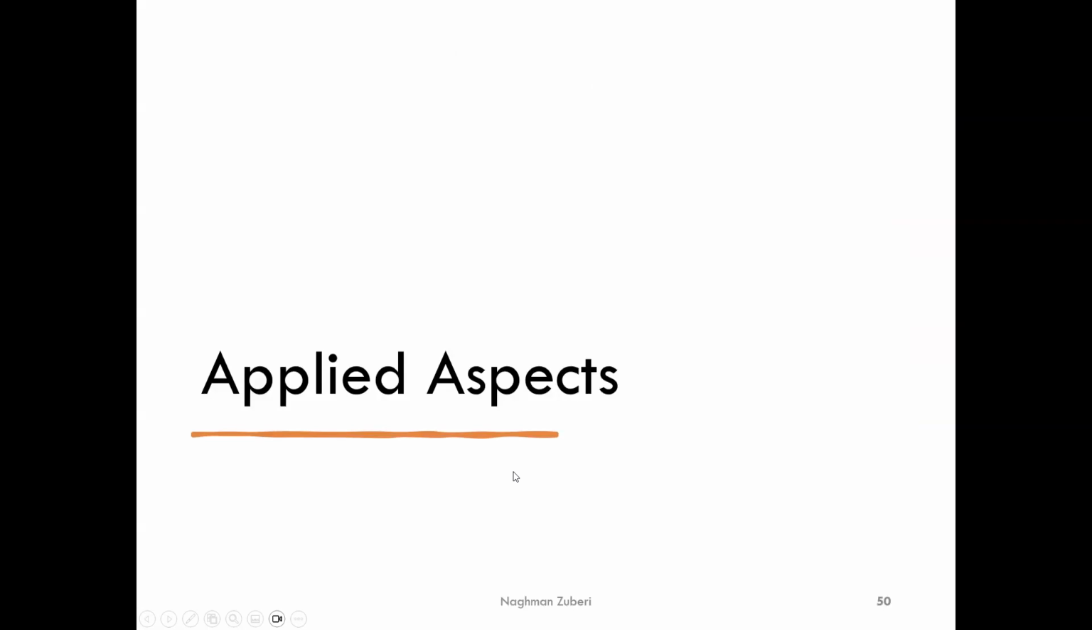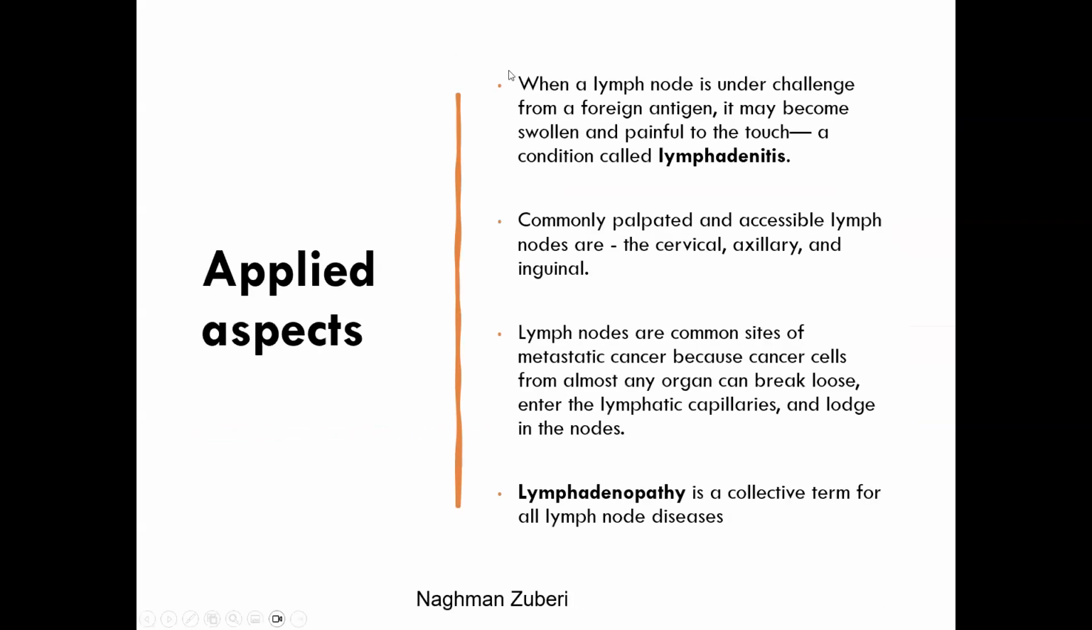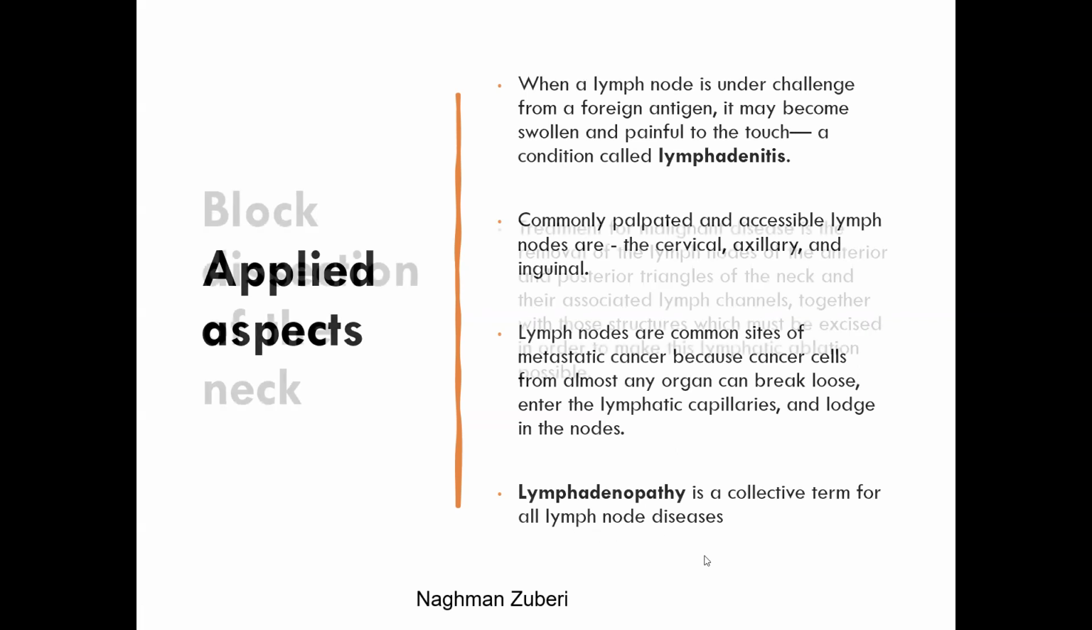Now, let's see some applied aspects. When a lymph node is under challenge from a foreign antigen, it may become swollen and painful to the touch, a condition which we call lymphadenitis. Commonly palpated and accessible lymph nodes are the cervical, axillary, and inguinal. Lymph nodes are common sites of metastatic cancer because cancer cells from almost any organ can break loose, enter the lymphatic capillaries, and lodge in the nodes. Lymphadenopathy is a collective term for all lymph node diseases.